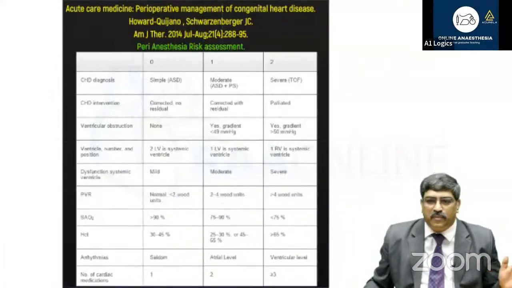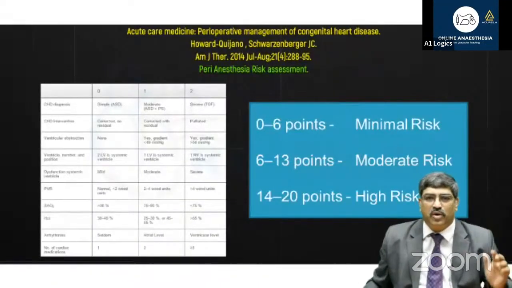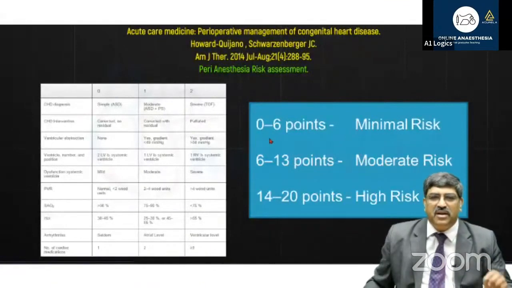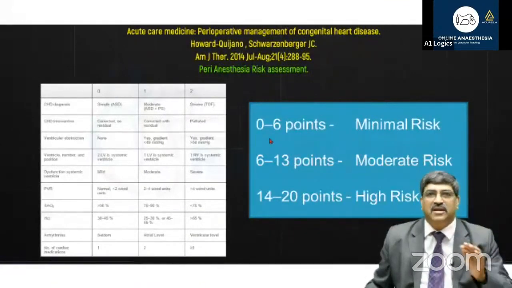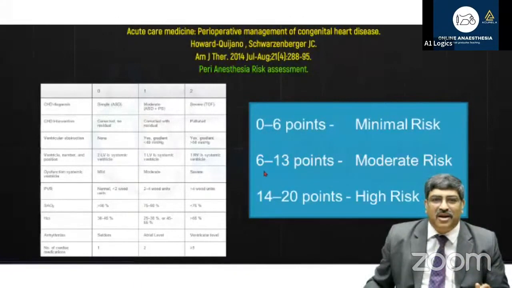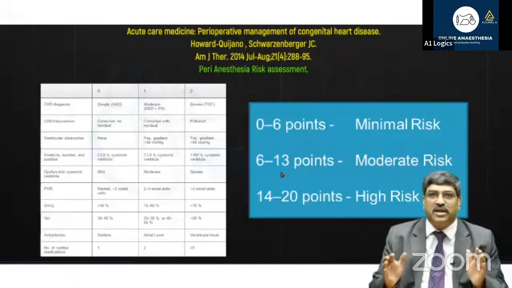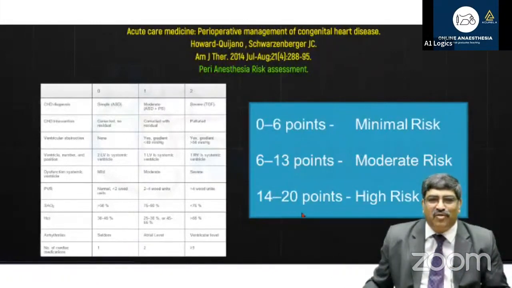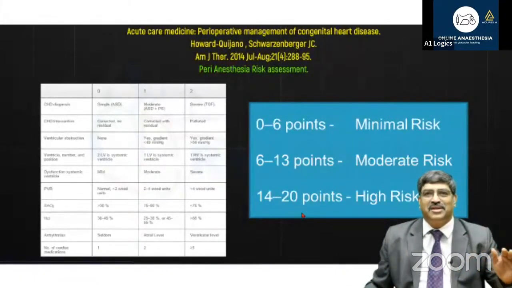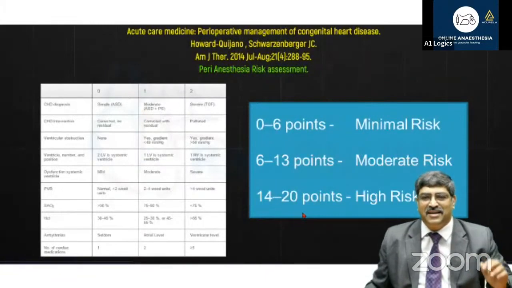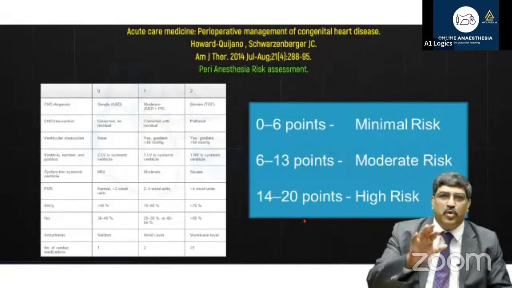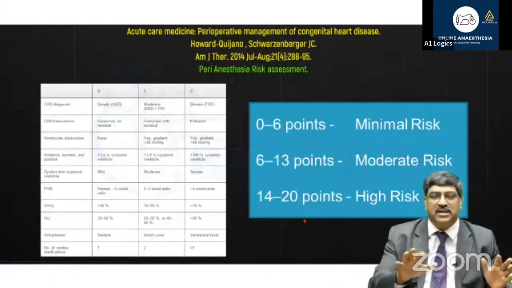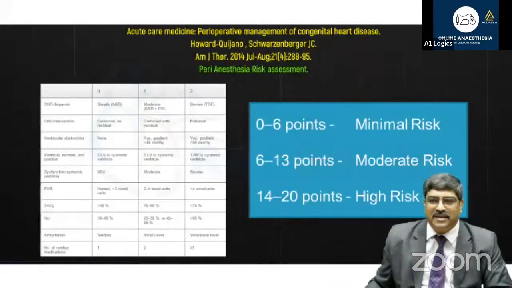How will you assess the risk with this scoring system? If it is between 0 to 6 points, the risk is minimal. If it is between 6 to 13 points, the risk is moderate. If it is between 14 to 20 points, the patient is going to fall in the high risk category. This is how you risk stratify the patient with congenital disease coming for non-cardiac surgery.